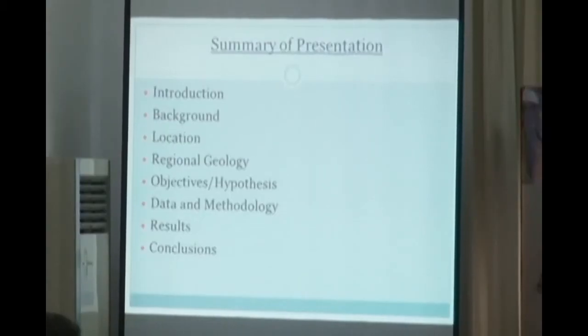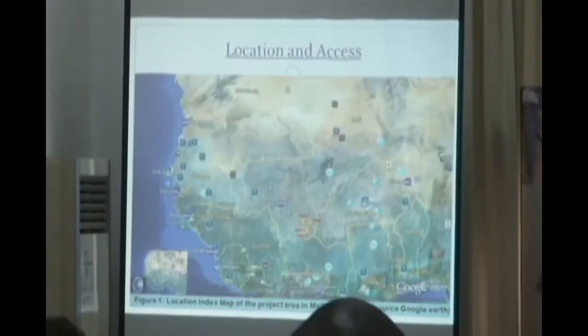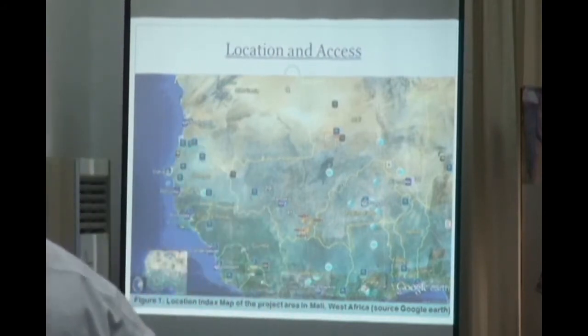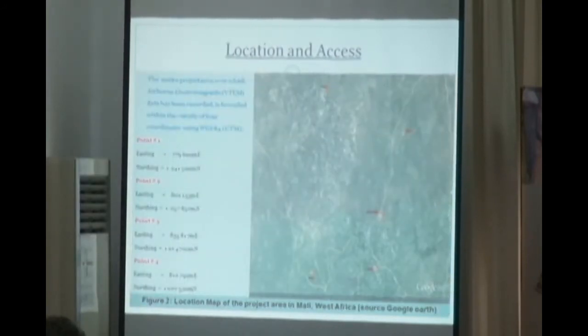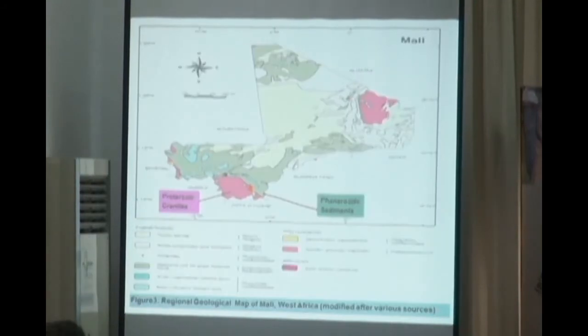All right, so the introduction. This is the Google image of the project area in Mali, highlighted by those markers. The 4 points represent the extent of the project area. This area was mined extensively for gold. It's a known gold producing area. And I would now show you the geological composition of the area.